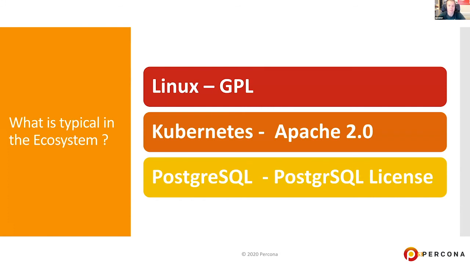Another thing you need to consider with the license is that when you're building a product, it may belong to one of the ecosystems rather than creating your own. And all those different ecosystems have a preference for their licenses. So for example, stuff around Linux is based around GPL. So in that community, building extensions or whatever, GPL is a very acceptable license. Kubernetes runs on the Apache 2.0 license, PostgreSQL is the PostgreSQL license.